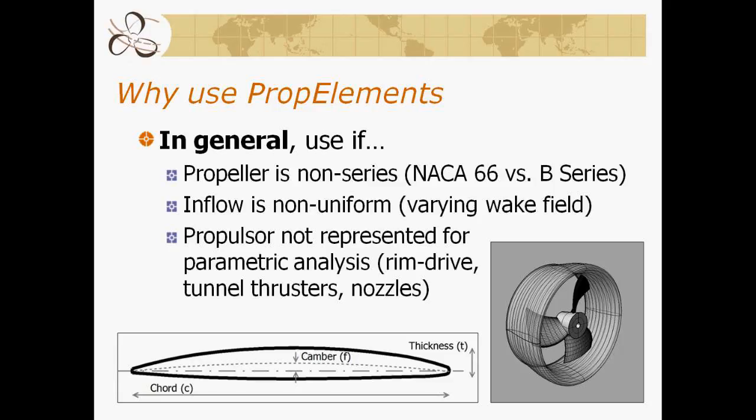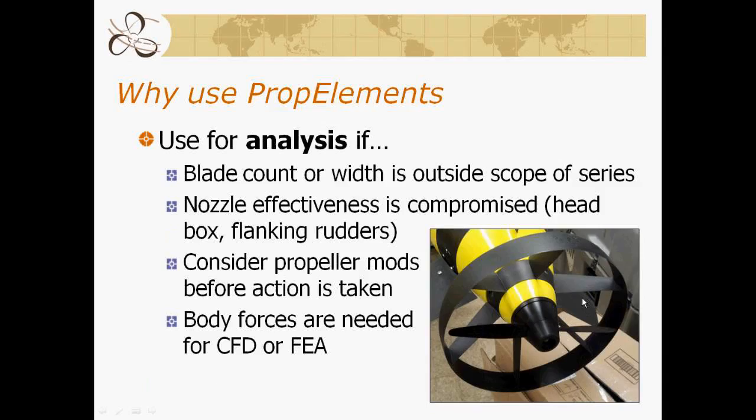or if the propulsor is not represented in a way for a parametric statistical analysis, if it's a rim drive propulsor, if it's a tunnel thruster, or even special kinds of nozzles. This graphic here to the lower right is a NACA 66 based propeller inside a high efficiency nozzle. So there's no way of exactly finding empirical data or a statistical method for this. That's where PropElements becomes particularly strong.